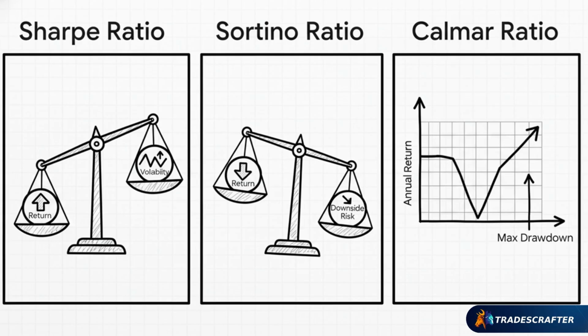The Sharpe ratio is the classic. The Sortino ratio is a little bit smarter. It only looks at the bad volatility. Because let's be honest, no one complains when the account goes up. And the Calmar ratio, I love this one. It directly compares your return to that maximum drawdown. It's a fantastic measure of return versus pain.